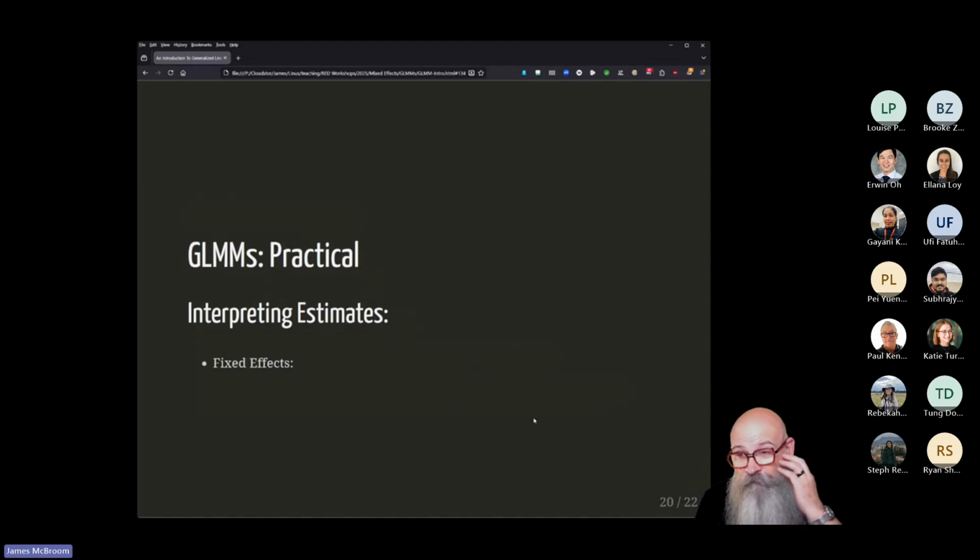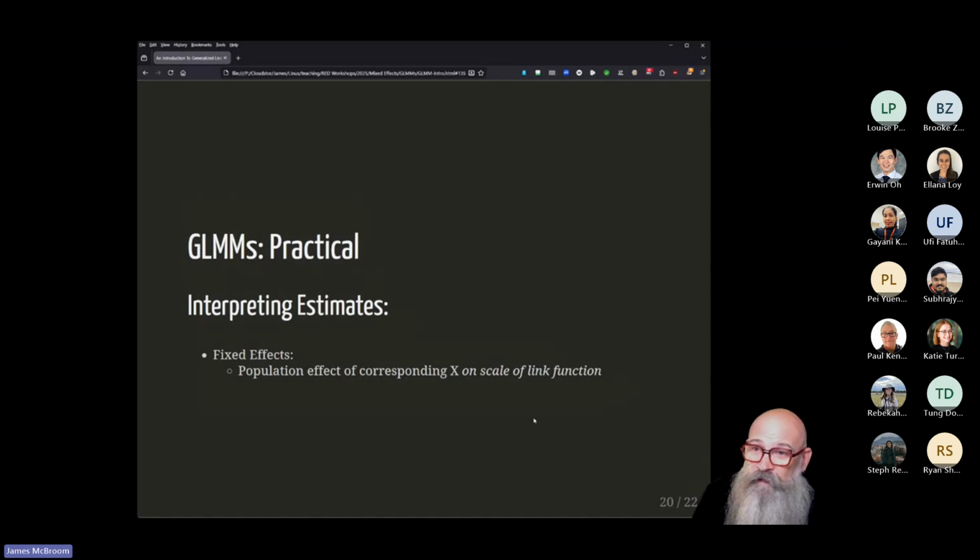All right, interpreting your estimates before we move on to the examples. For fixed effects, again, just like linear mixed effects models, fixed effects are the population effect corresponding to the x variable on the scale of the link function. So if you want to be talking about the scale of the response, you need to apply the inverse link function. Happily, you don't really have to do that manually nowadays. There are some nice packages in R that will apply that for you. And again, we'll see that in an example.